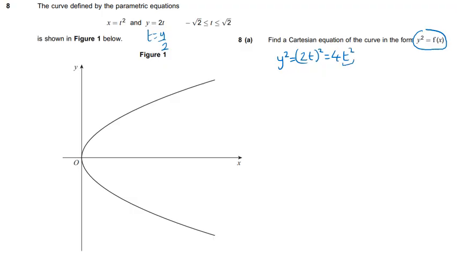And t squared there, that's just x. So that's equal to 4x. That's it. So y squared is 4x.